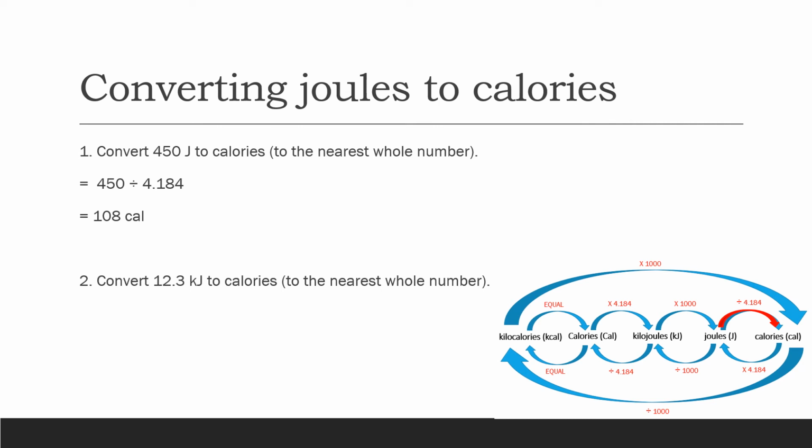Convert 12.3 kilojoules to calories to the nearest whole number. So looking at our diagram again, if we start at kilojoules, to get to calories, first we have to go to joules, which we multiply by 1,000, and then we can get to calories by dividing by 4.184. So we will have 12.3 multiplied by 1,000 divided by 4.184, and that equals 2,940 calories.